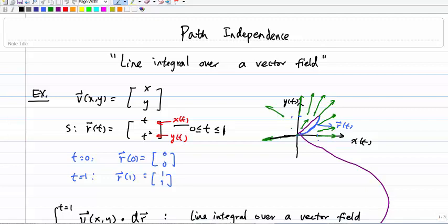In this video, I'm going to talk about path independence. Path independence is one property related to the line integral over a vector field. In the previous video, I talked about the line integral over a scalar field and a line integral over a vector field. A line integral over a vector field typically will depend on the line we're talking about.